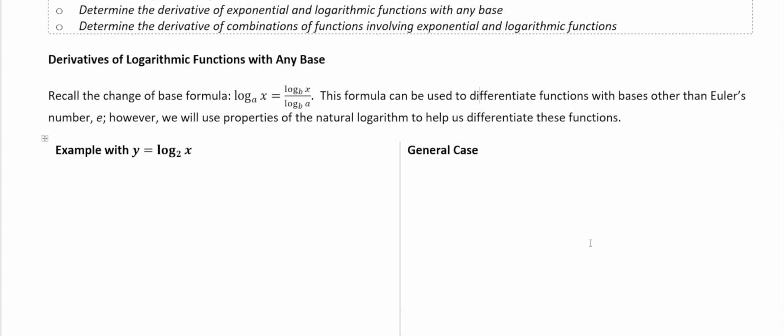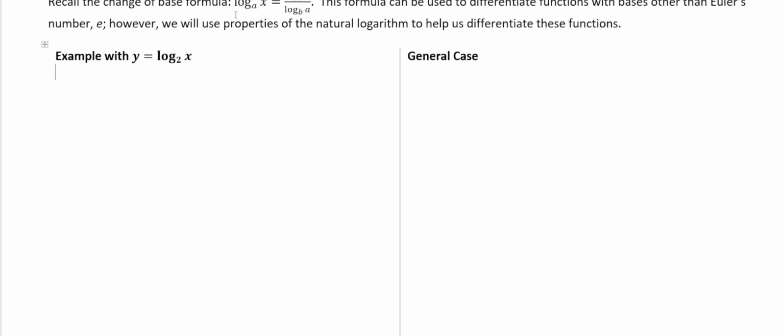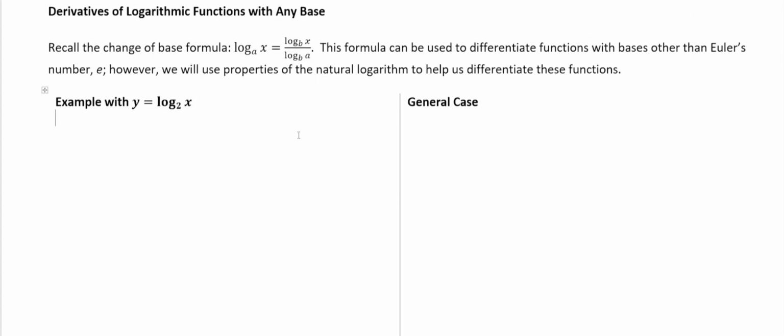On the left side, I'm going to do an example with base 2 and the argument x. This is different than what we did in the previous lessons, where we were looking at base e. And then on the right side, I'll just do the general case. So let's start over here. We are going to use the change of base formula.